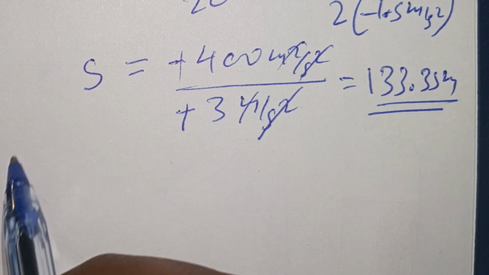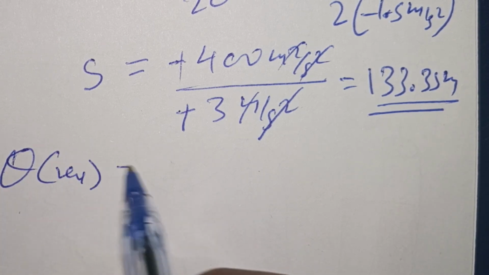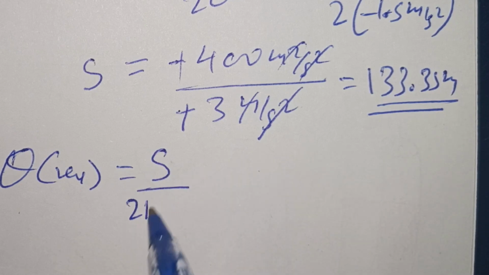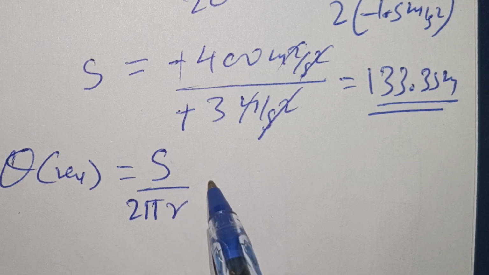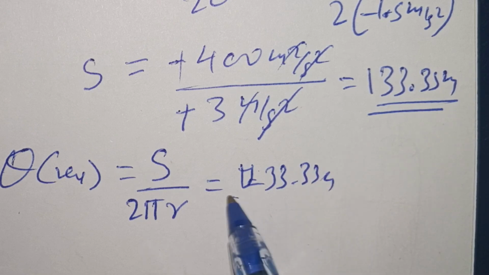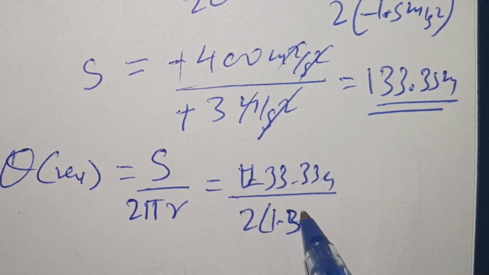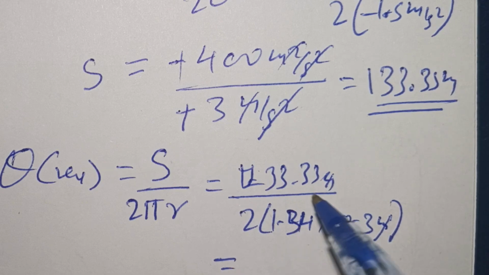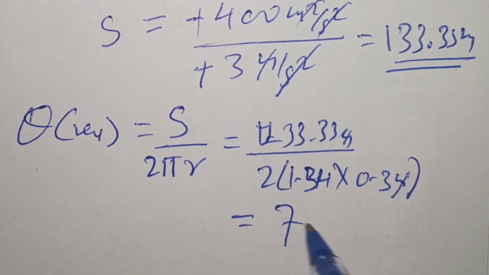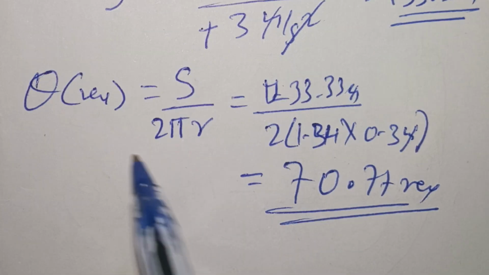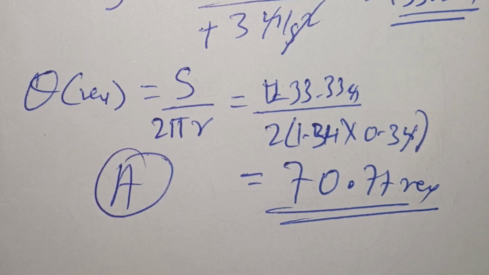So when we divide this number, theta in revolutions is equal to the distance traveled by the car divided by the circumference of each tire, which is 2 pi times r. So 133.33 meters divided by 2 times pi times 0.3 meter of each tire. The meters cancel each other, and when we proceed with this number exactly, we get 70.77 revolutions. So the correct answer is alternative A.